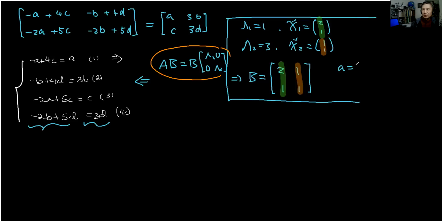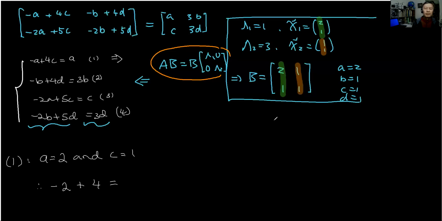So A equals 2, B equals 1, C equals 1, and D equals 1. Okay, that is the two elements of this. So A equals 2, and C equals 1. So then, therefore, it's negative 2 plus 4 equals 2. Oh yeah, it's satisfied. The first one is good. How about the second equation?